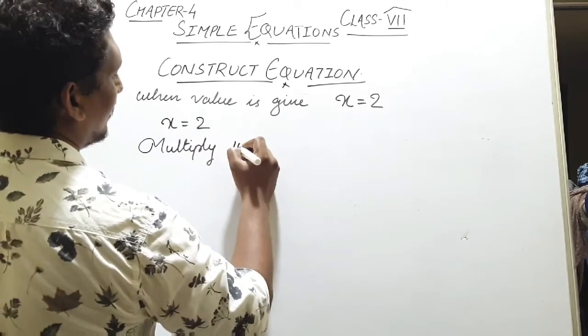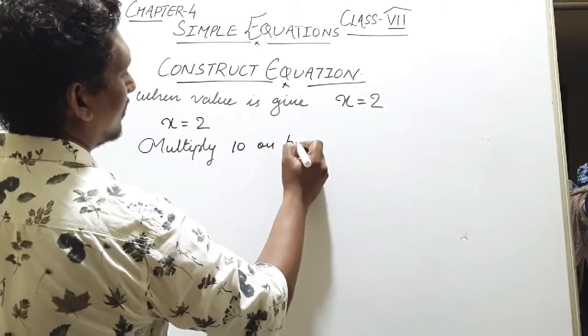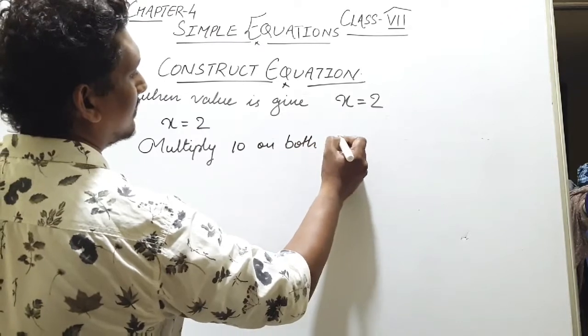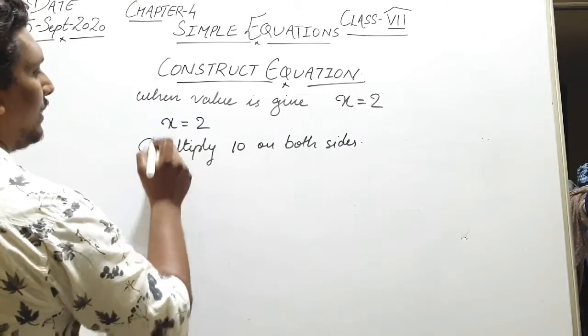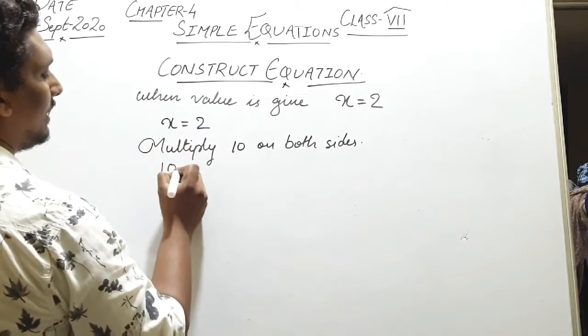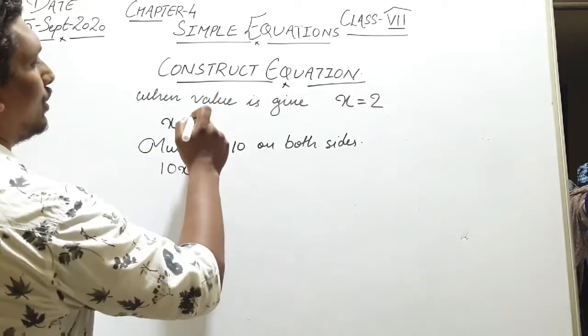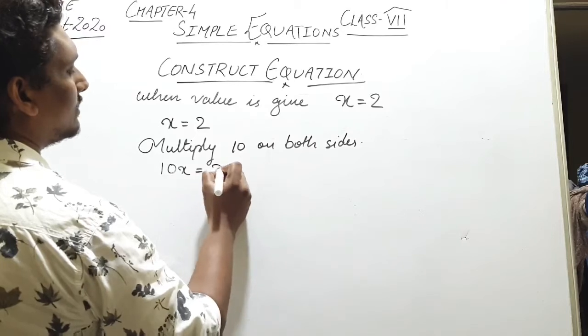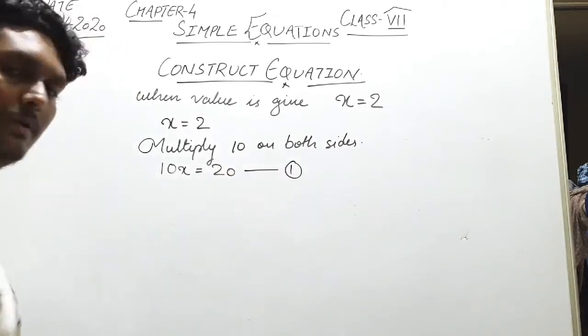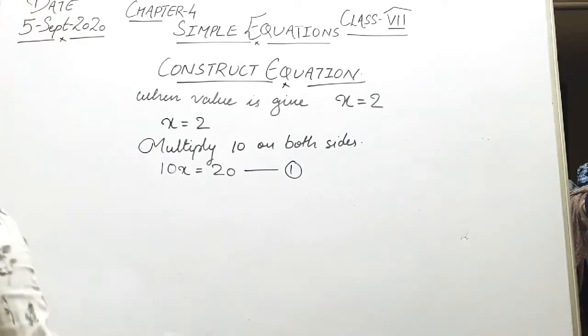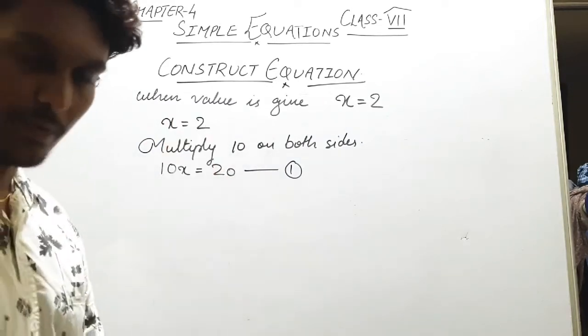Multiply 10 on both sides. So 10 into x will become 10x. 2 into 10, that is 20. So this is our first equation, right? When you solve this, you will get the value 2, right?